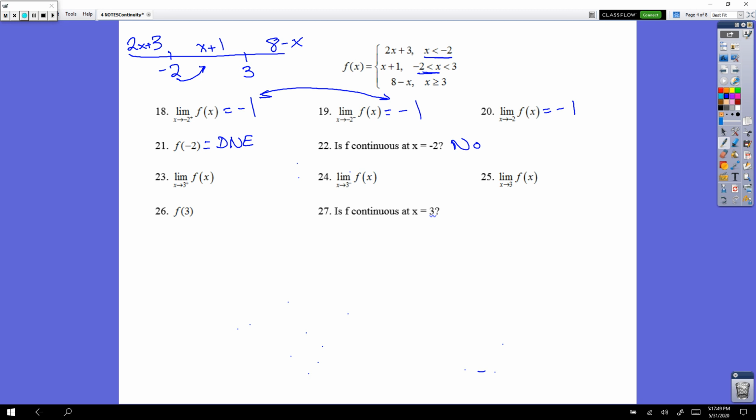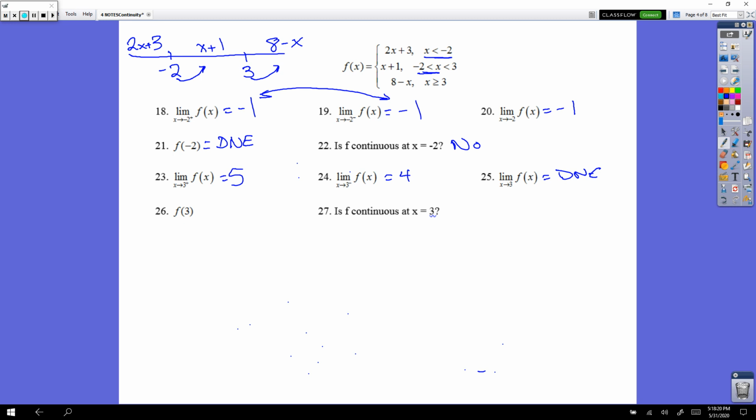All right, now let's look around 3. So the limit as x approaches 3 from the right. So I'm plugging 3 into 8 minus x. So 8 minus 3 would give me 5. The limit as x approaches 3 from the left, so I'm plugging into x plus 1. So 3 plus 1 would give me 4. Now, since the right side of 3 and the left side of 3 are not the same, that means the limit does not exist at x equals 3.